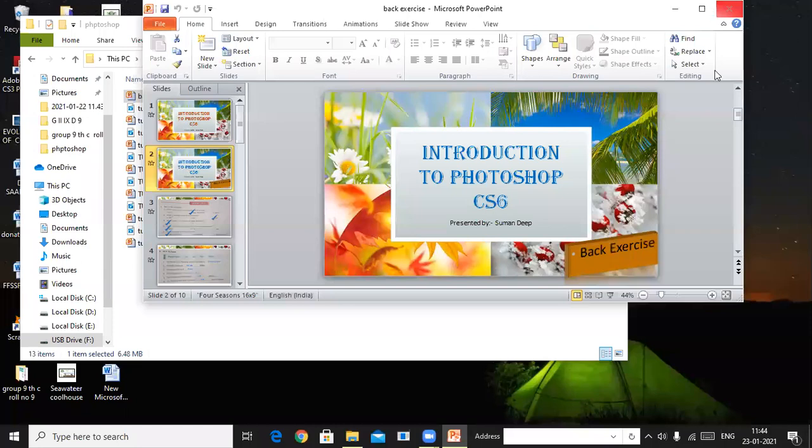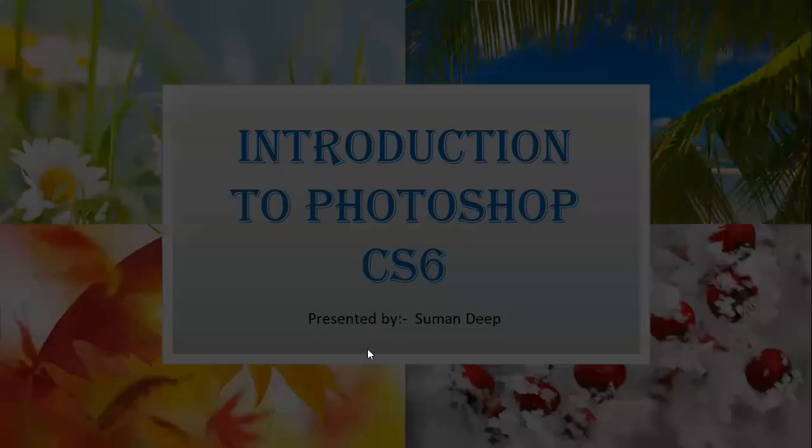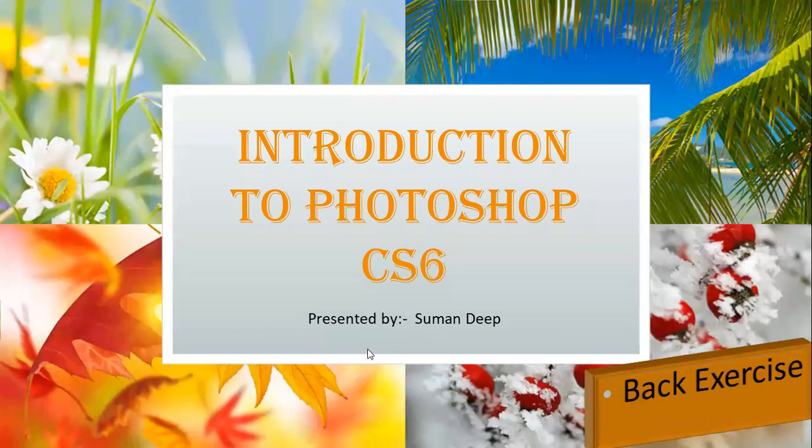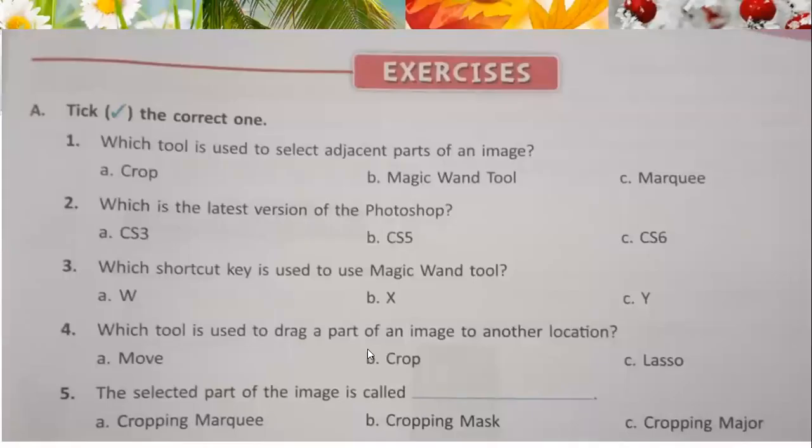So here you can see the MCQs first. Okay, so the first MCQ is about which tool is used to select the adjacent parts of the images. Here I'm not going to ask you the options first. You have to tell me the purpose of these tools which is given in the options.